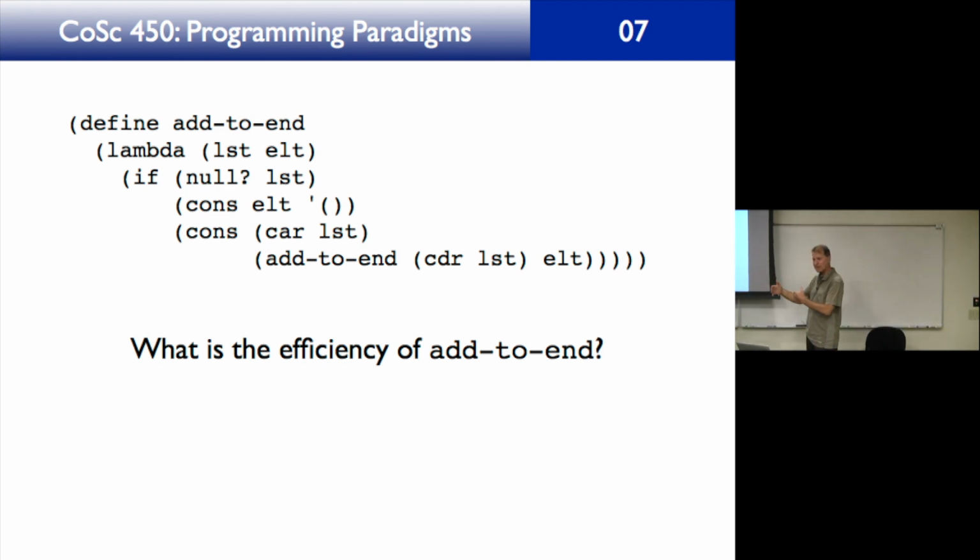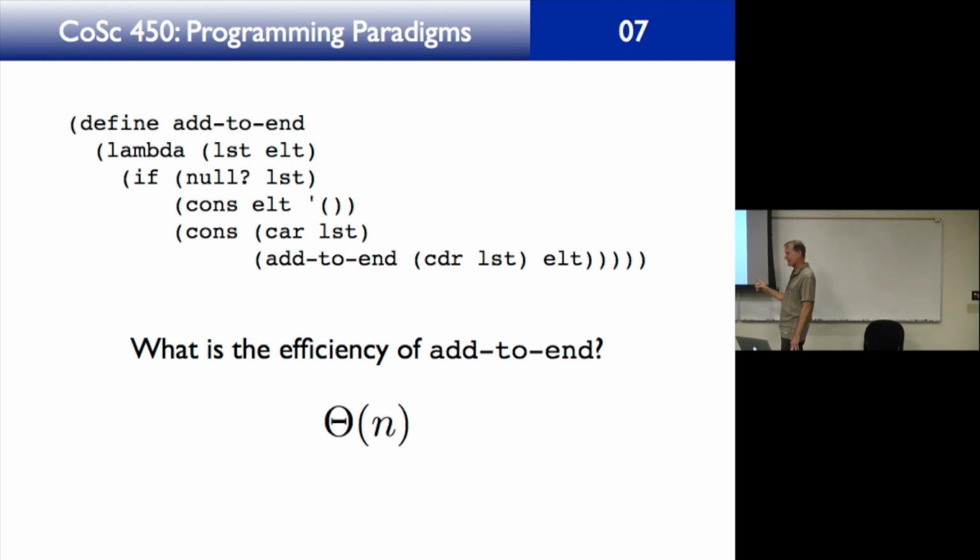How does it actually put it at the end? What does it have to do? It has to call itself recursively how many times? N times. It just calls itself once. There's only one call to add to end here, and each time it calls it, the list is decreased by 1. So what did we say the big theta of this was? It's big theta of n.